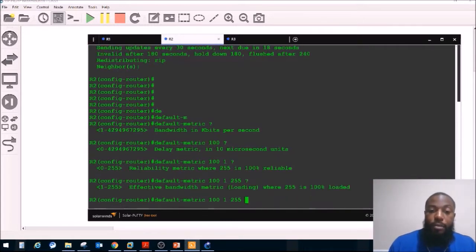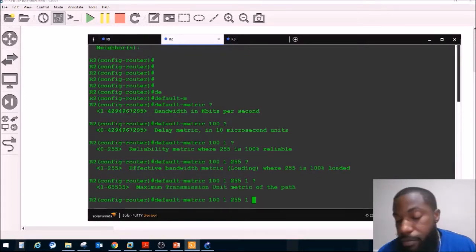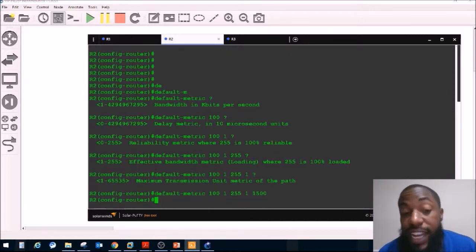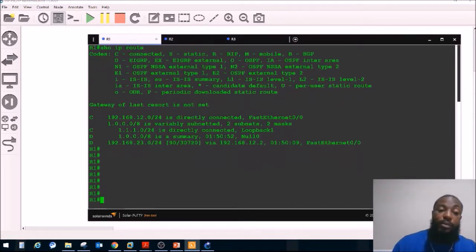And then another metric is load. 255 would be 100% loaded, so let's just say 1. We don't want it to be 100% loaded. Maximum transmission unit. Let's go ahead and do 1500 since that's the most common MTU, right? Now we're done defining the default metric. Let's go ahead and go to router 1 and see if it shows up now. Show IP route.